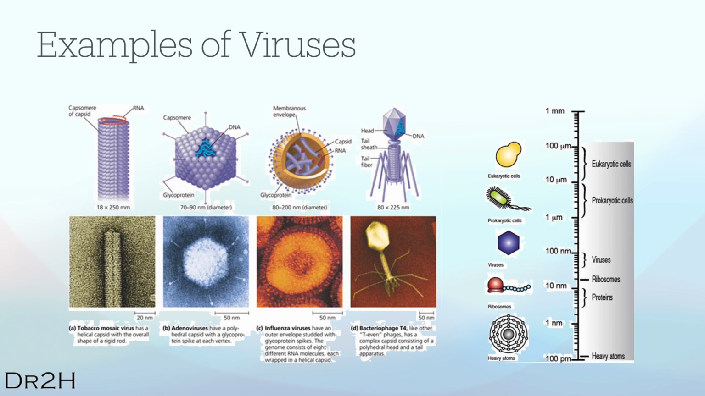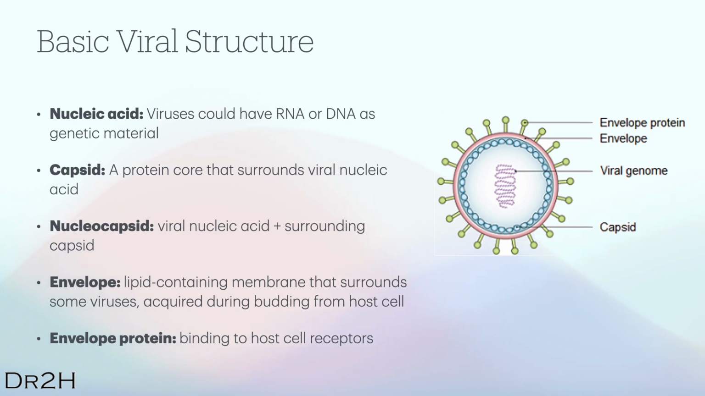Now, viruses do come in many different shapes and sizes. Plant viruses can be in a tubular shape. The bacteriophage looks like a lunar lander. Mammalian viruses are usually more spherical. Here we are focusing on the mammalian virus's basic structure.